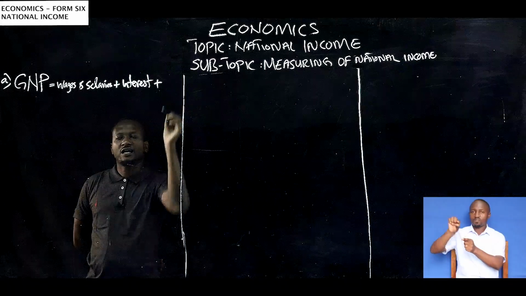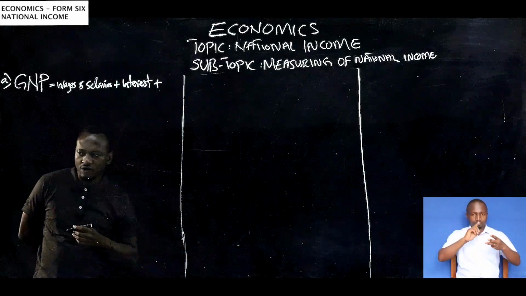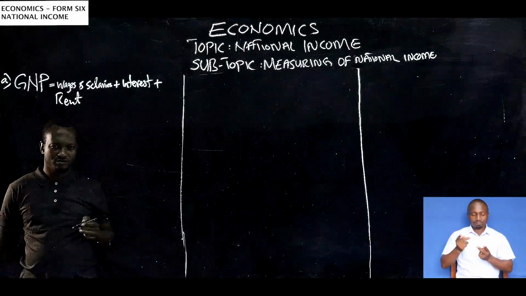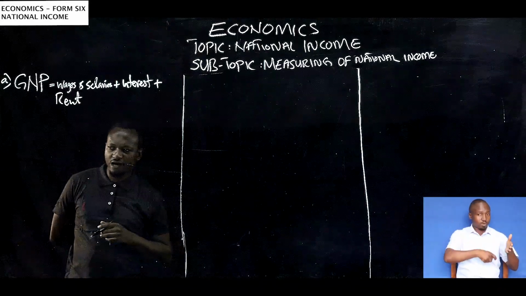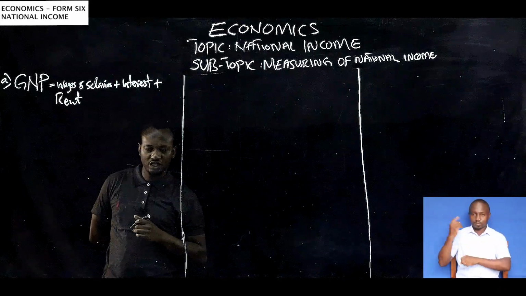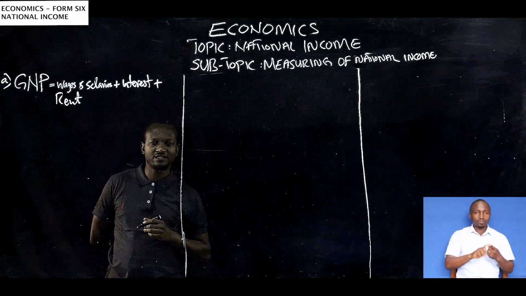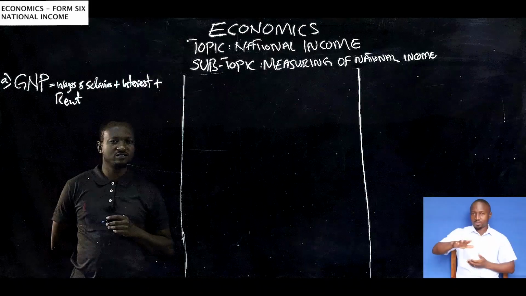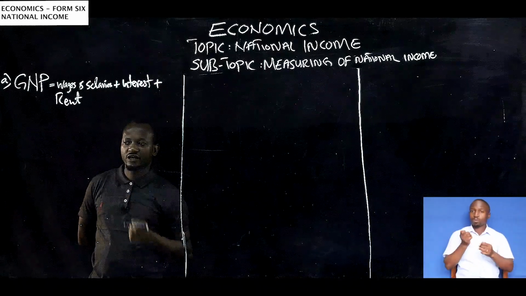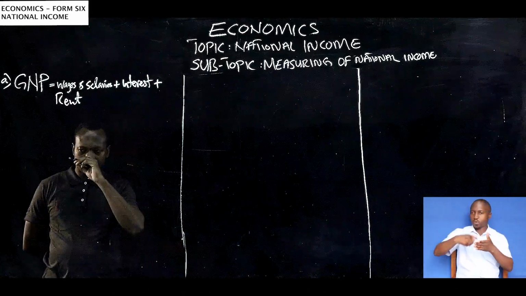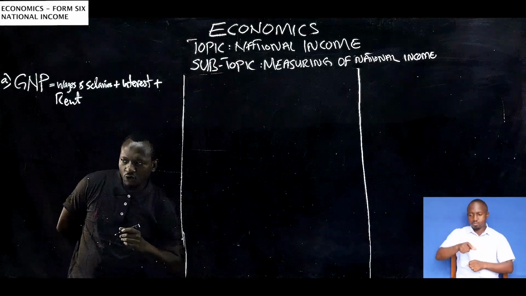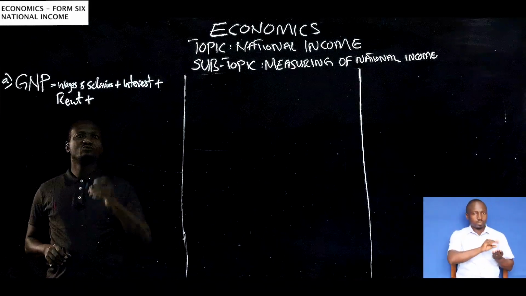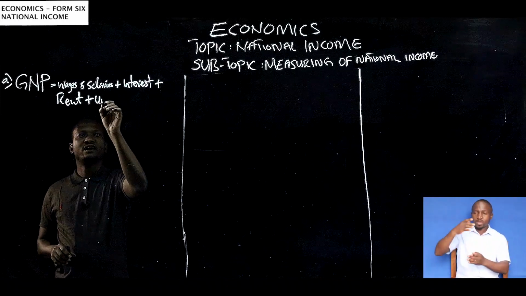And another figure, according to our question, is rent. Rent is added when we compute the national income figure because rent is income of the factor land. Factor of production, land. The owners of land are always getting rent. So rent is income of people who own land. And here we have to add undistributed company profit.